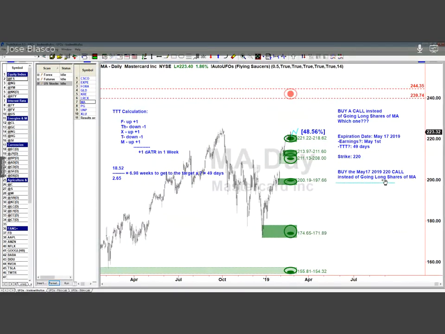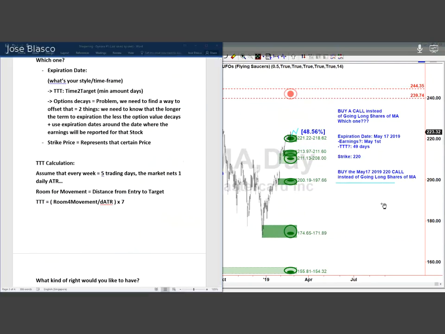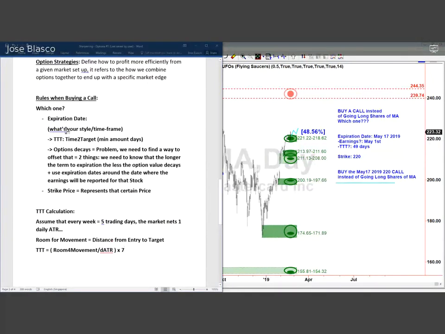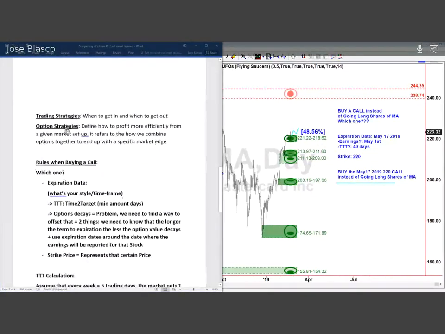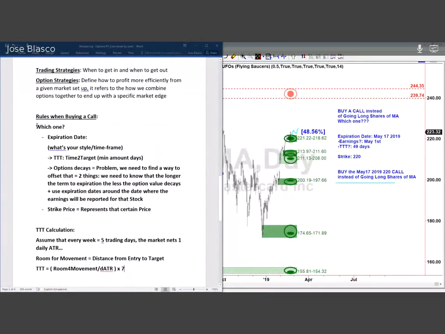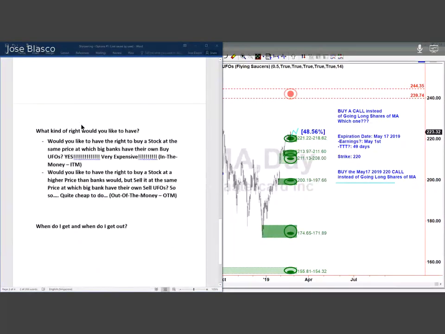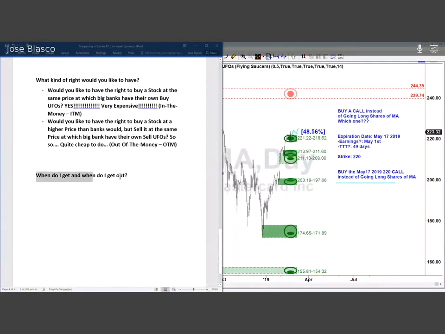So what's missing now? Well, if you remember what we said before, you need two things to be able to do your options trades. First of all, which one? We need rules for that. And then we also need rules for when do I get in and when do I get out. You also need rules for that, which is based on your trading plan. In this case, it's going to be the UFO.